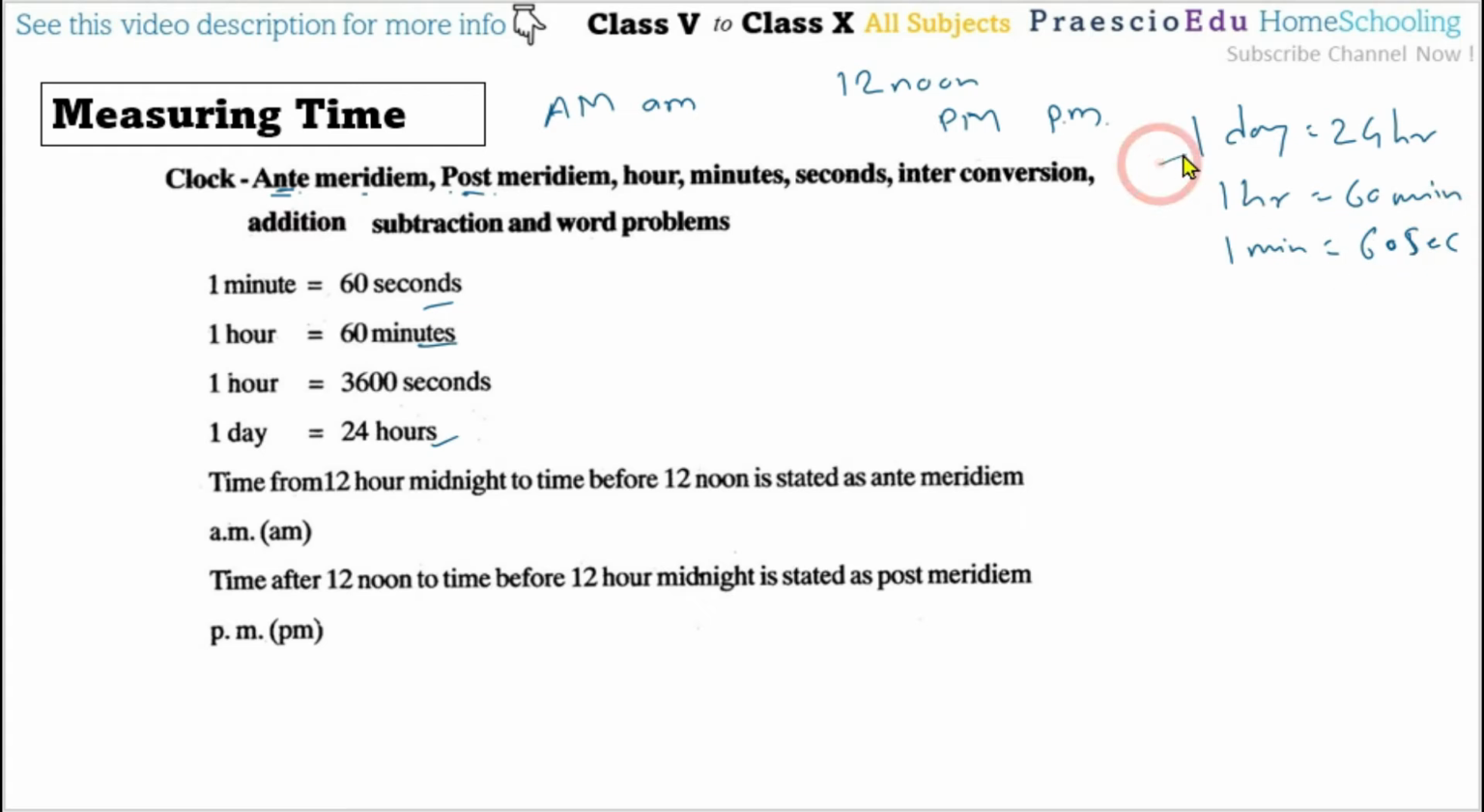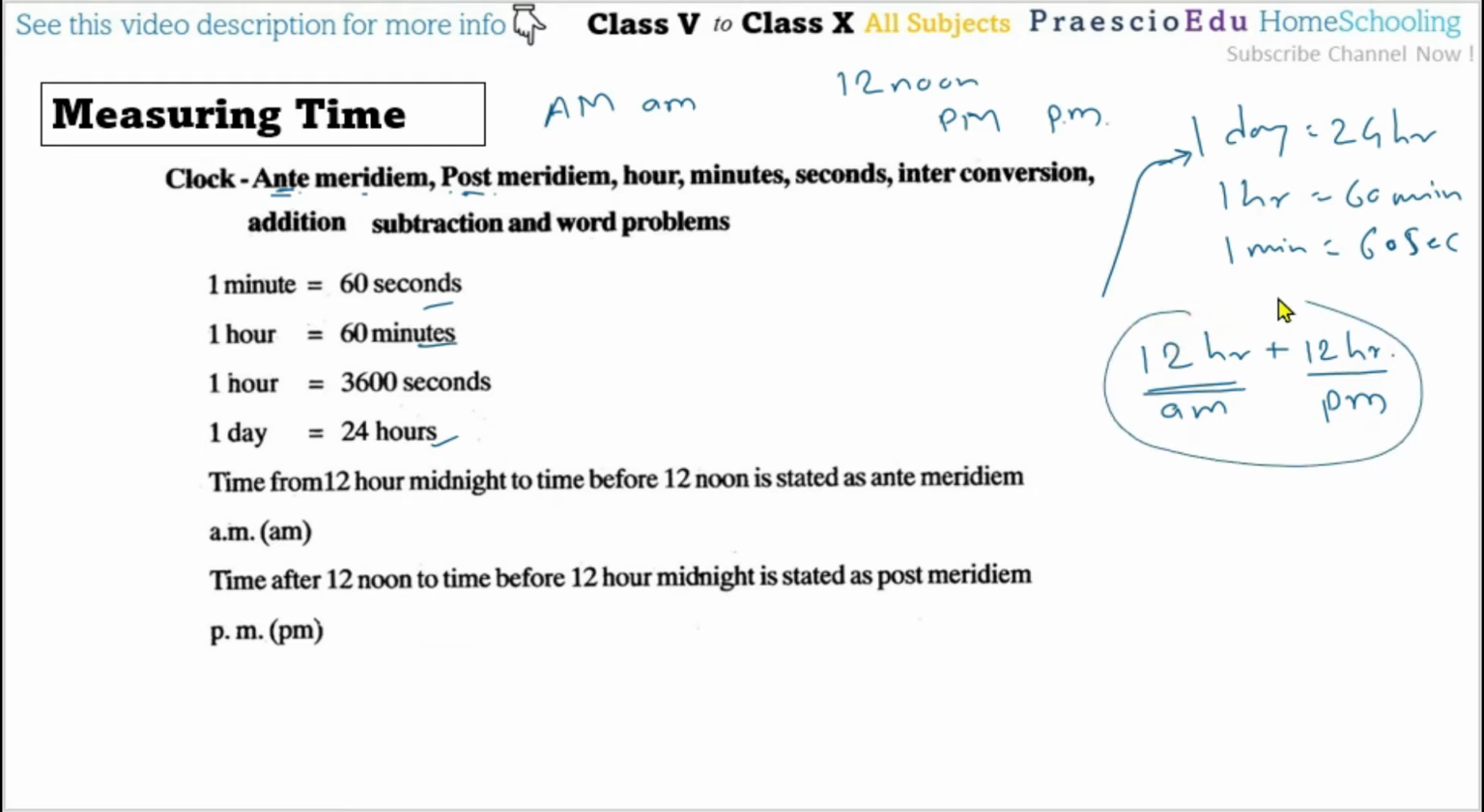Now one day, which has 24 hours, can be counted in two systems: 12 hours plus 12 hours. The first 12 hours are for the antemeridian, and the later 12 hours are with the post meridian. This is called the 12-hour clock. Sometimes we can also note down the 24 hours directly, from 0 to 24 hours, and after this the second day starts. So these are the two systems of measuring time.